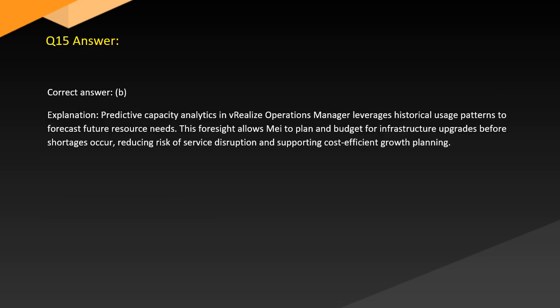Answer. Correct answer: B. Explanation. Predictive capacity analytics in Realize Operations Manager leverages historical usage patterns to forecast future resource needs. This foresight allows the engineer to plan and budget for infrastructure upgrades before shortages occur, reducing risk of service disruption and supporting cost-efficient growth planning.